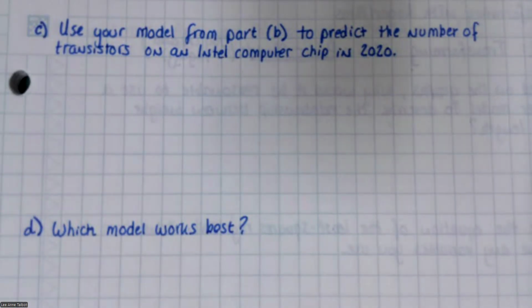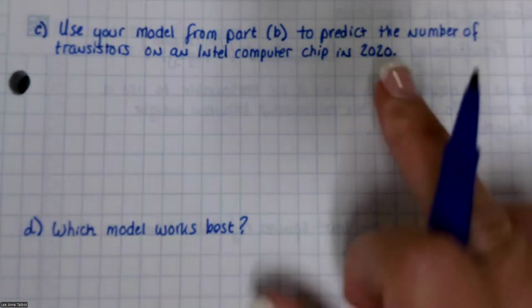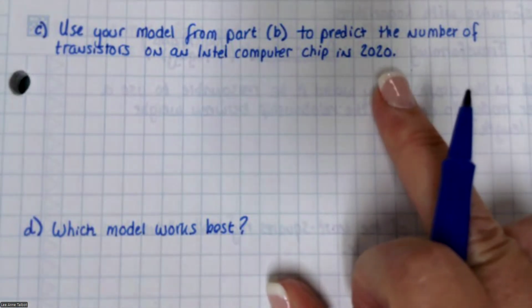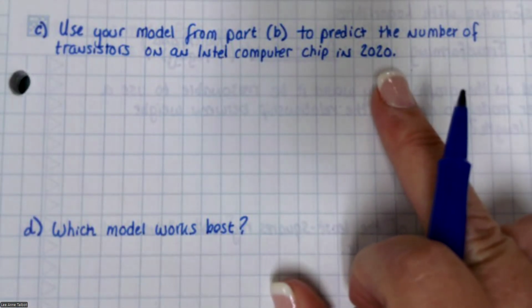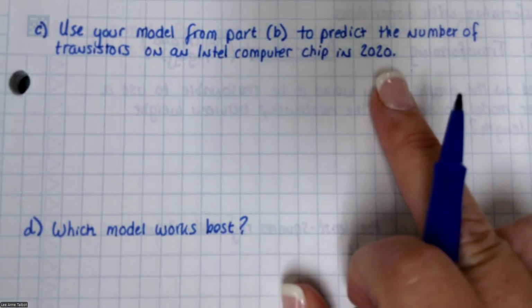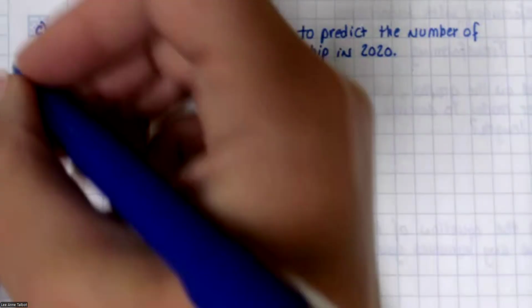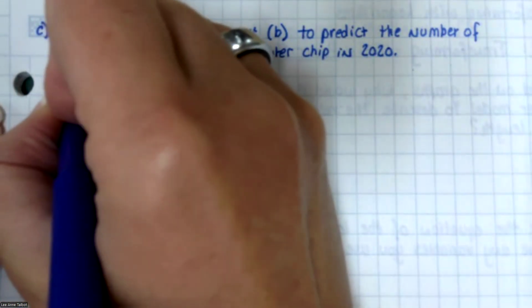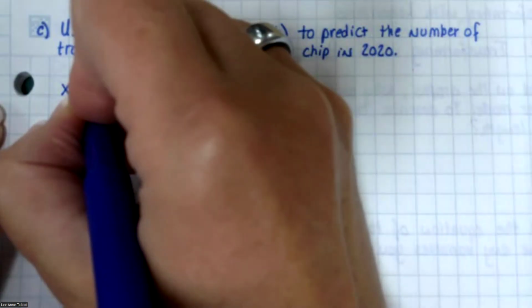Okay, so here's my question. Do I plug 2020 in for x? No. What is x specifically? Years since 1970. Okay, so what is x? 50.